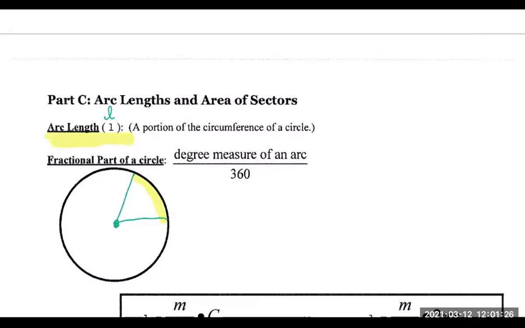If you notice, this arc length is just a piece of the entire circumference. So if we knew what the entire circumference was, and we just took a proportion of that circumference, the ratio you're setting up is the measure of the arc over 360, which is the whole thing. For example, if you were measuring a semicircle, it's 180 degrees. That's half the pizza slice. 180 over 360 is 1/2. That's going to get you half of the circumference.